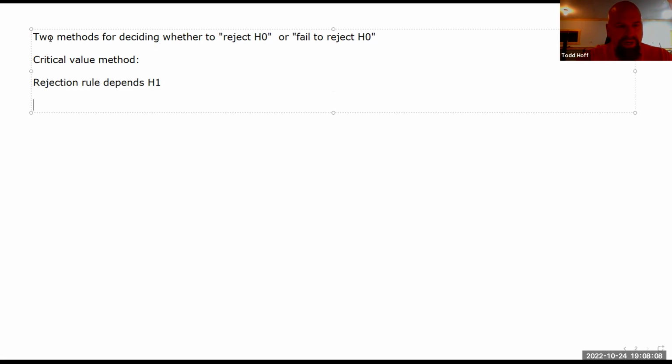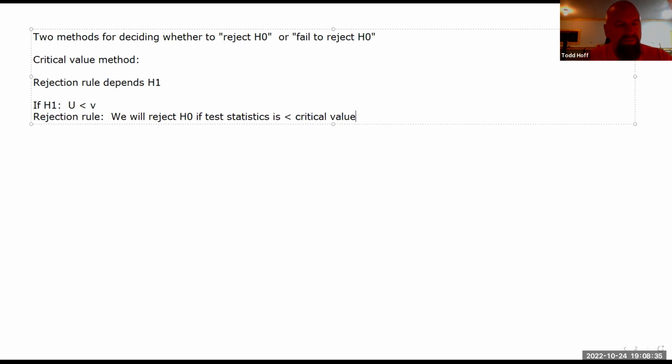That's the alternative hypothesis. And if the alternative hypothesis is that the mean is less than some value, I'm just going to put V in there for value, then the rejection rule is we will reject the null hypothesis if the test statistic is less than the critical value. That critical value is the Z critical or T critical, depending on what type of test we're doing.